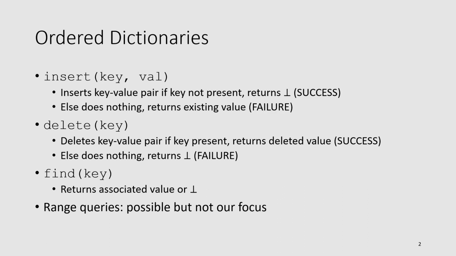Ordered dictionaries also often implement a range query function, which retrieves all values between a lower and an upper bound. The data structures that we present in our paper can perform range queries, but we didn't optimize for that case. In other words, our data structures are best suited for workloads with mostly finds, inserts, and deletes, with the occasional range query.